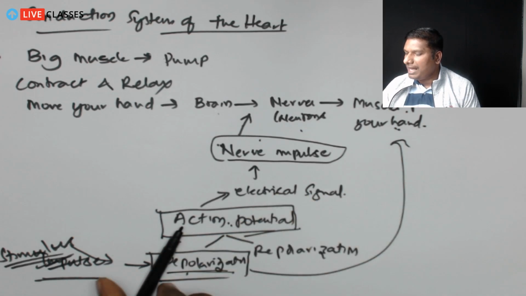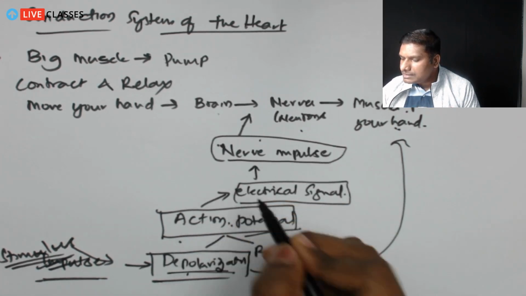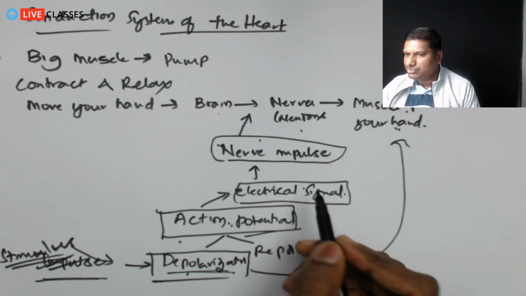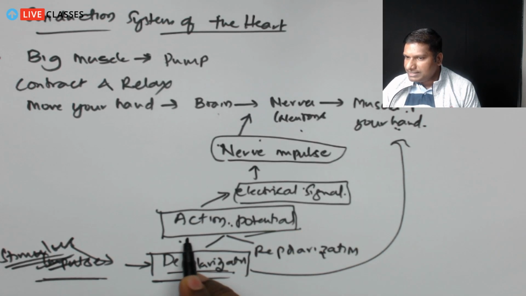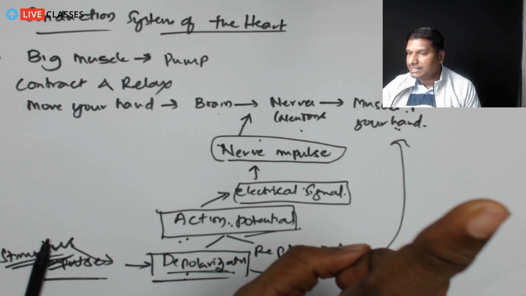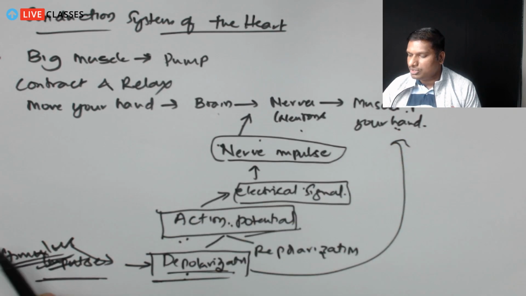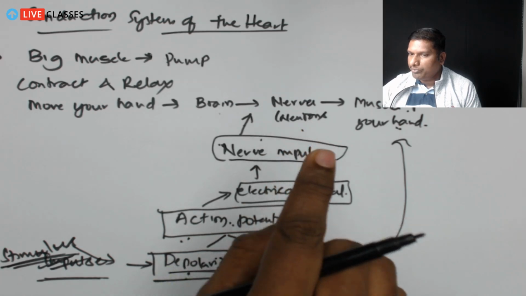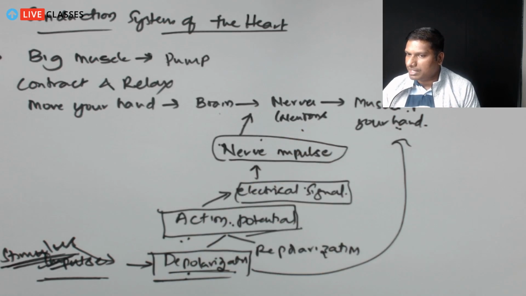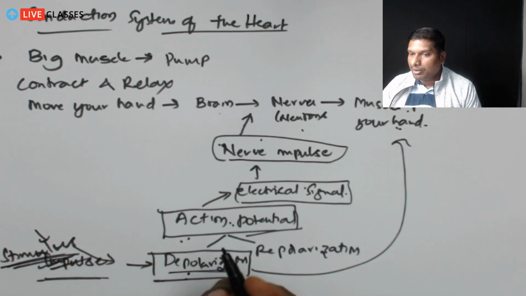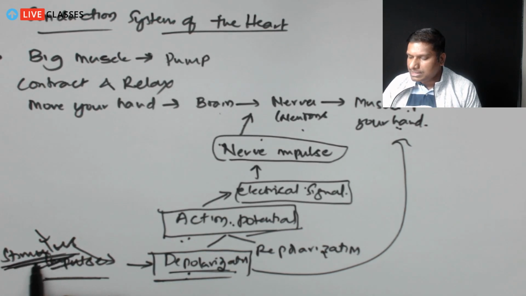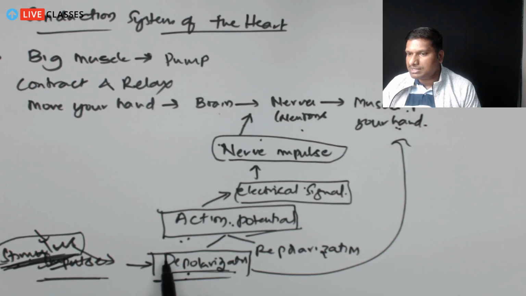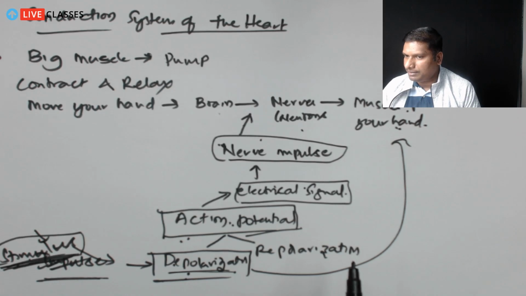So everything happens because of the electrical signal. That electrical signal is generated when the action potential is generated, and this action potential is generated when the depolarization happens, and this depolarization happens when you actually touch the hot plate. So if pulling your hand from the hot plate is the response, then touching it and feeling the heat is your stimulus. That stimulus causes depolarization and ultimately causes the contraction of the muscles, because of which you pull your finger off the hot plate.